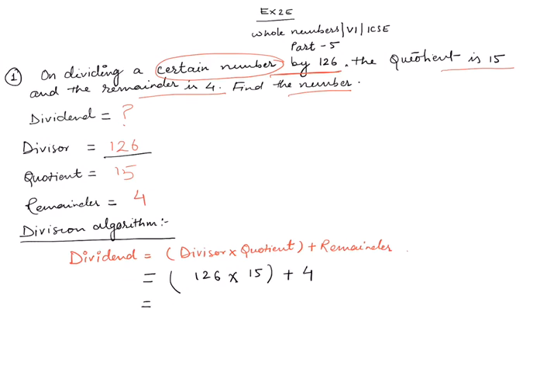Now what we will do, we'll multiply 126 by 15 and then at last we will add 4. I have multiplied 126 by 15, so the answer is 1890 and at last we'll add this remainder. So 1894 is your dividend. So you can see how beneficial this formula is for us.